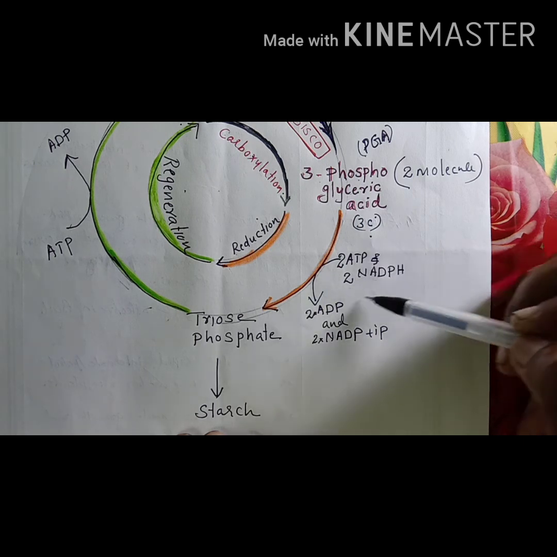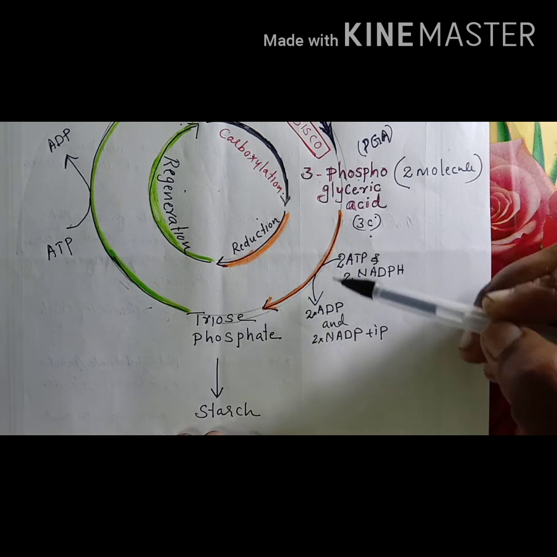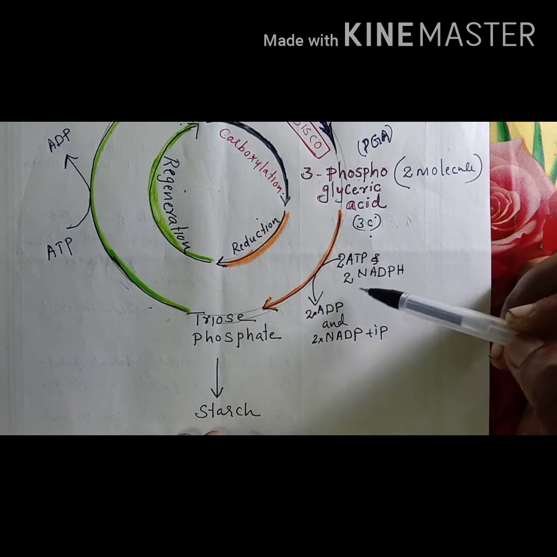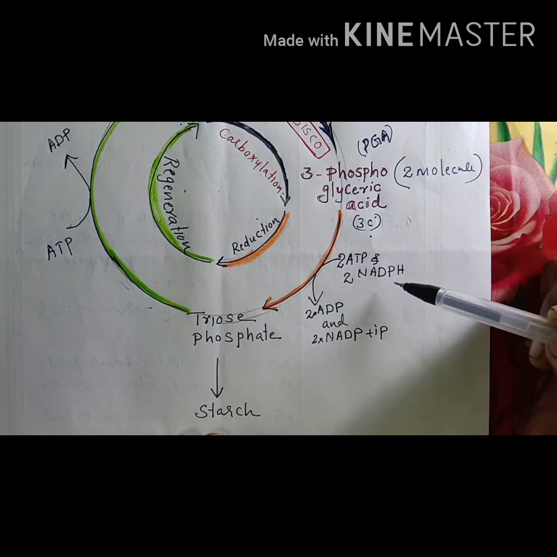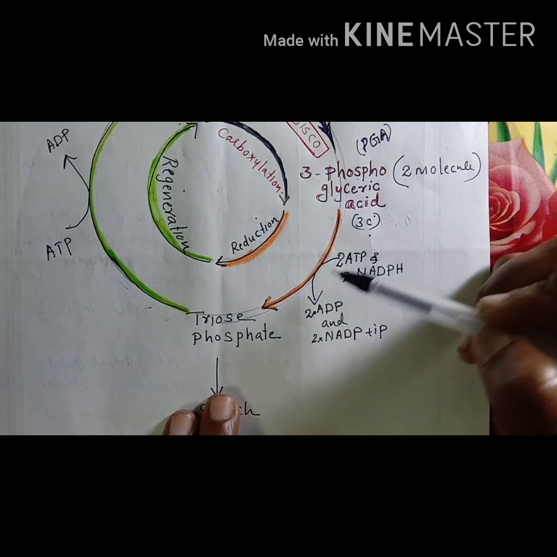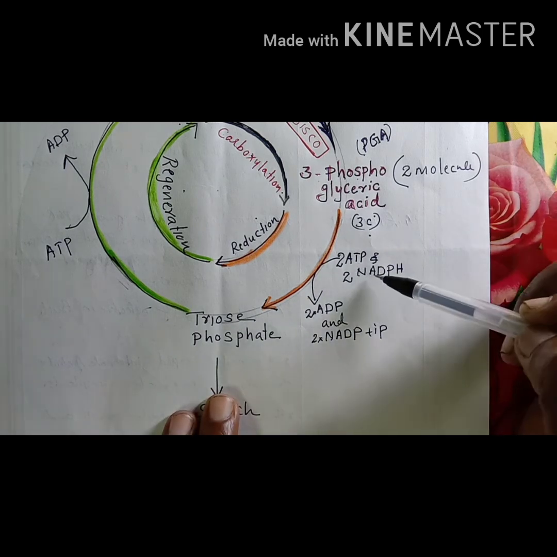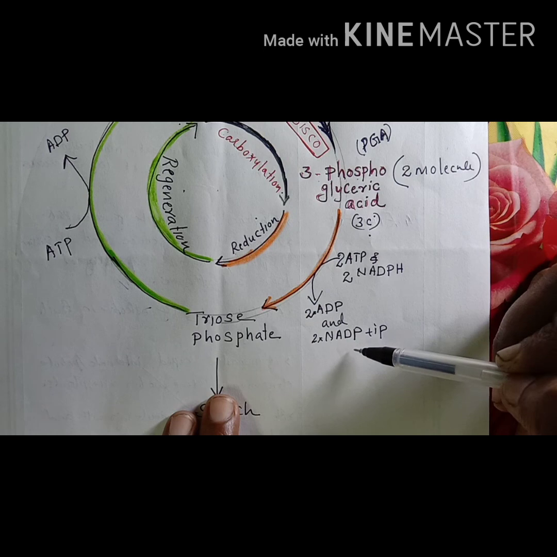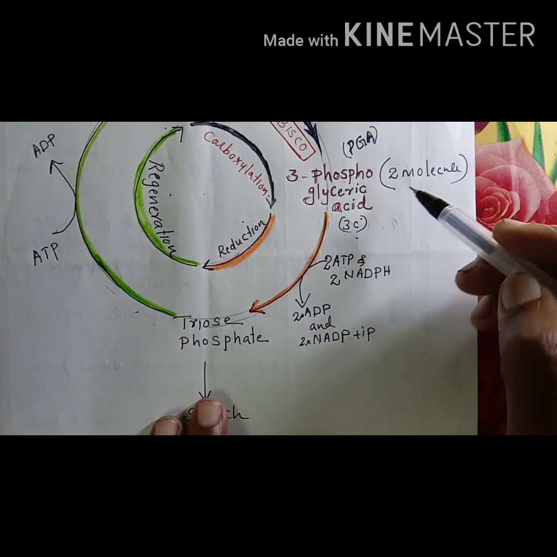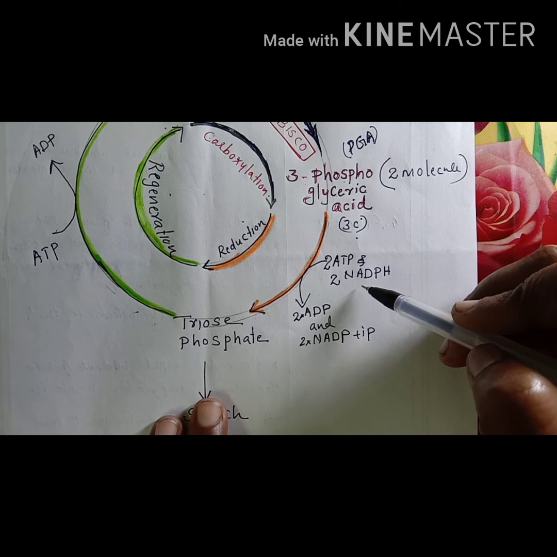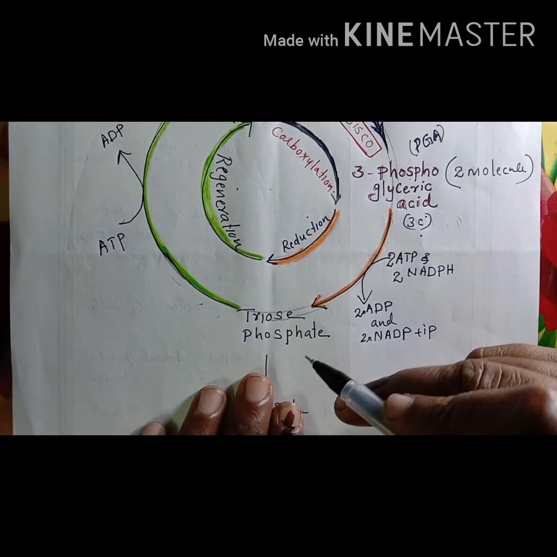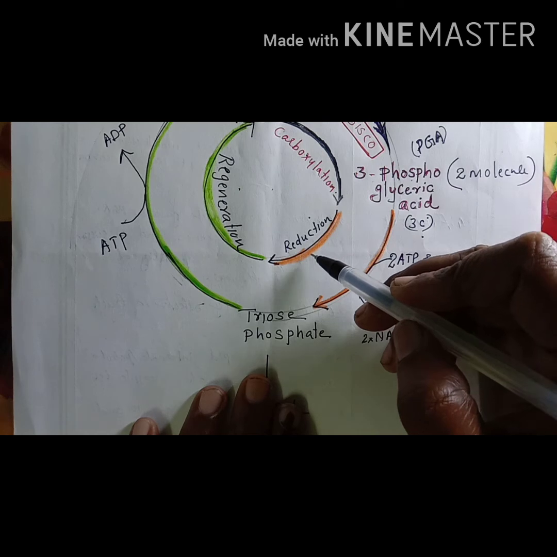Here we can see these are the products of the light reaction that are utilized in the dark reaction. So 2 molecules of ATP and 2 molecules of NADPH are utilized to become triose phosphate. When ATP is utilized, it becomes ADP, and when NADPH is utilized, it becomes NADP and inorganic phosphate. So here 2 ATP and 2 NADPH are utilized to become 1 molecule of triose phosphate. That process is called reduction.